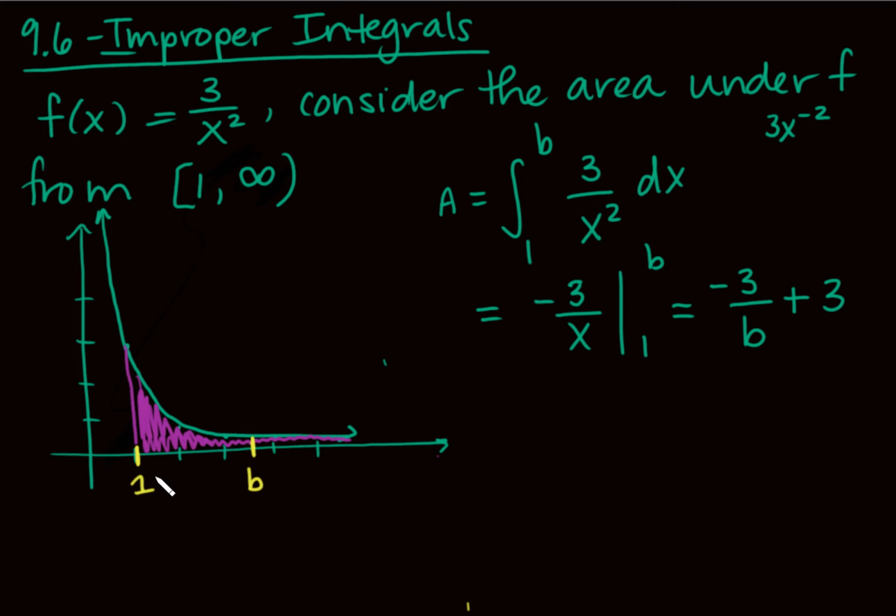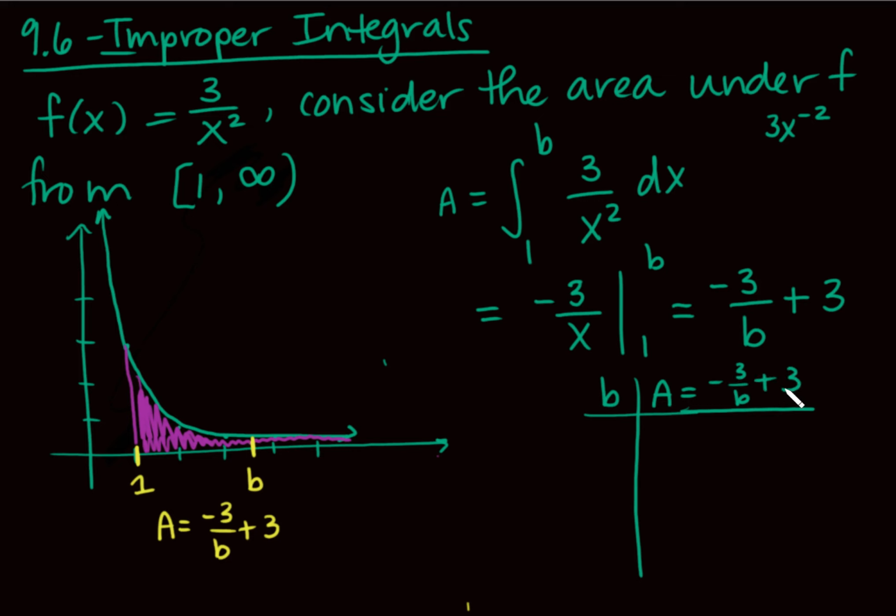So look at what this is saying. This is saying that the area from 1 to b, depending on whatever b is, is given by negative 3 over b plus 3. So if I wanted to estimate the area, I could pick different values for b and plug them into this expression. And I could say, what if I wanted to estimate the area from 1 to 2?